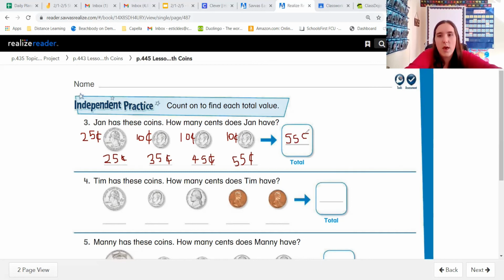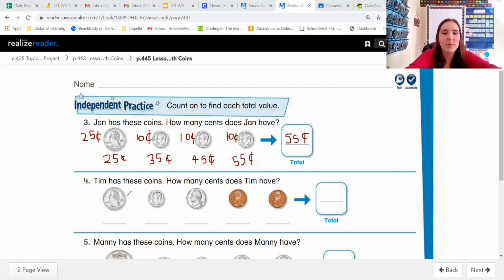I want you to try number 4 all by yourself. I would label the coins first and then add them up, find your total, and then come back to me when you have it all figured out. So go ahead and pause me now and go solve the problem. Number 4. Are you ready?